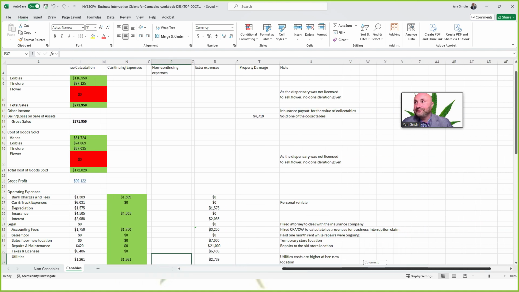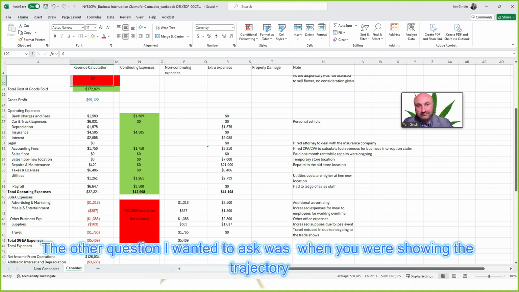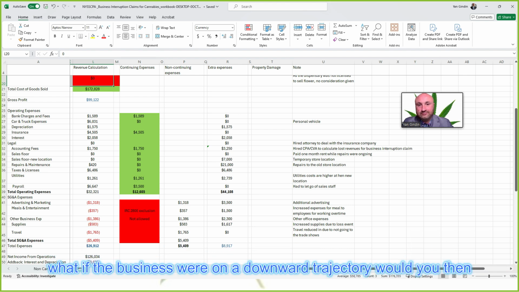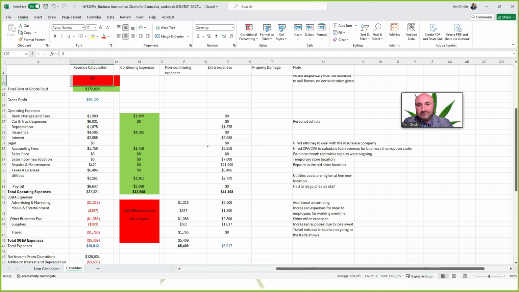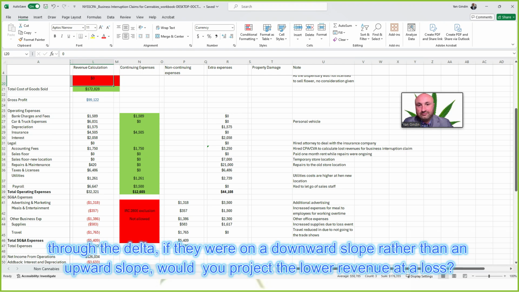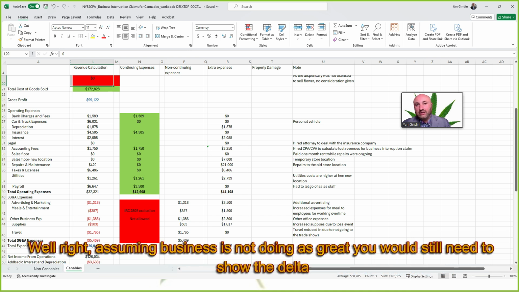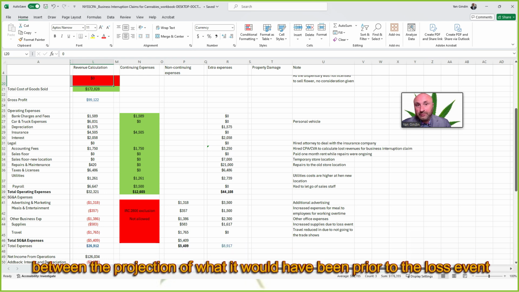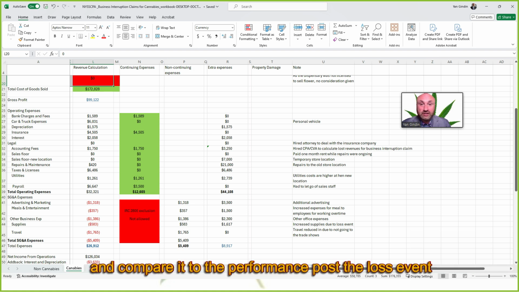The other question I wanted to ask: when you were showing the trajectory, what if the business were on a downward trajectory? You would project out the lower revenue, I guess, if they were on a downward slope rather than an upward slope. Well, right. Assuming the business is not doing as great, you would still need to show the delta between the projection of what it would have been prior to the loss event and compare it to the performance post the event.